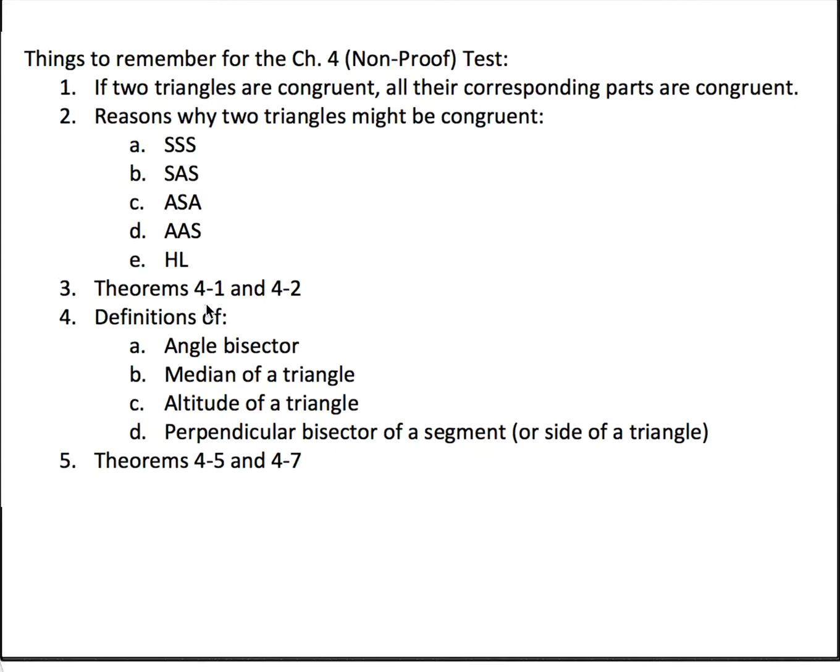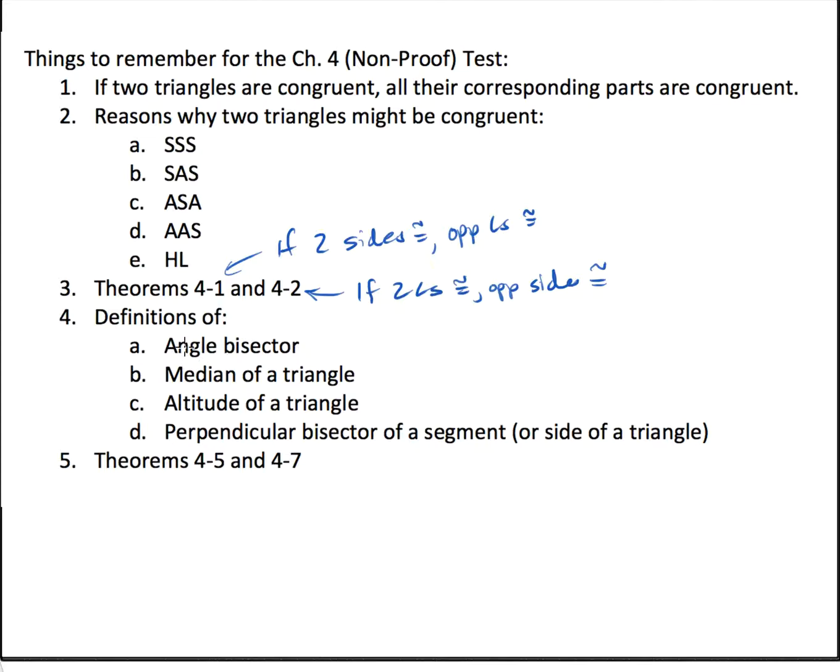Then we took a look at some isosceles triangles and 2 theorems that involve isosceles triangles, theorems 4-1 and 4-2, where 4-1 said that if two sides of a triangle are congruent, then the opposite angles are congruent. And theorem 4-2 just did the converse of that. If two angles of a triangle are congruent, then the opposite sides are congruent.